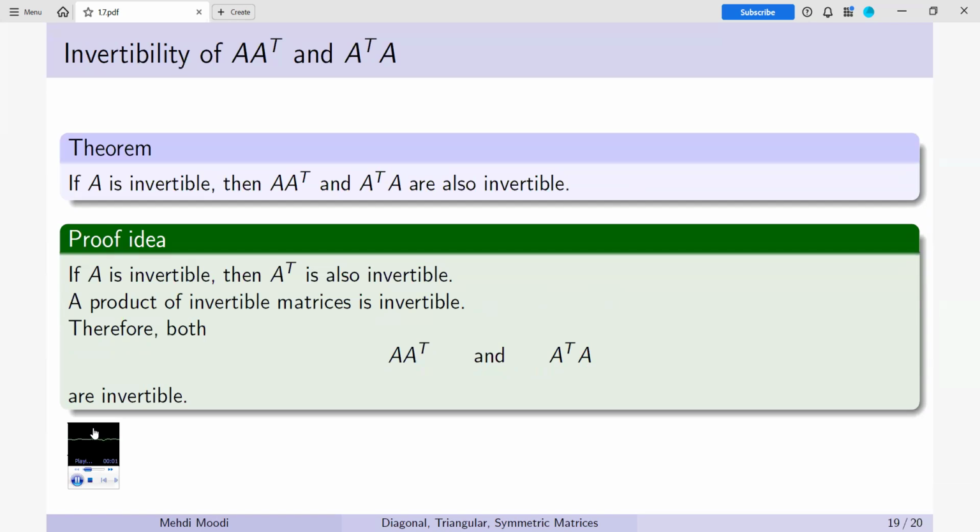If A is invertible, then A transpose is invertible too. Since a product of invertible matrices is invertible, both A A transpose and A transpose A are invertible.